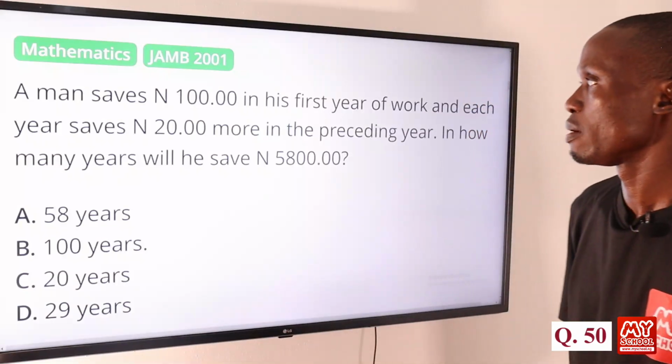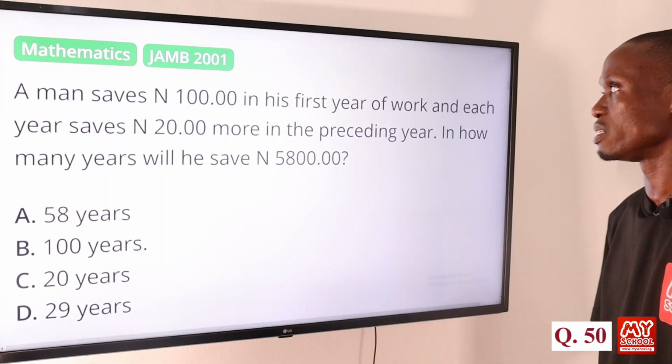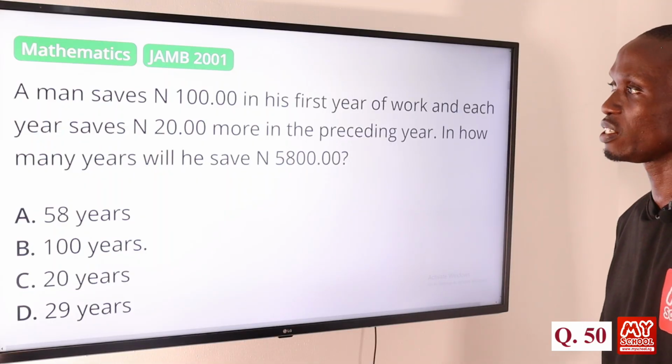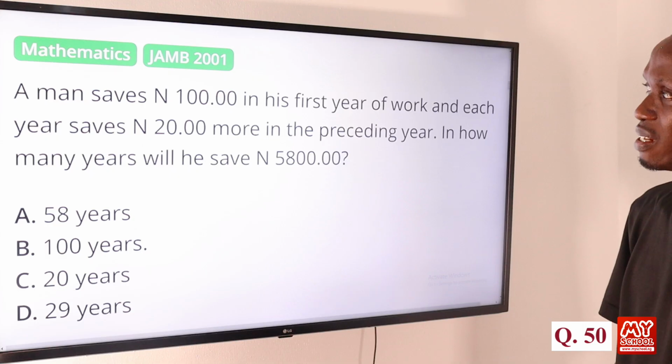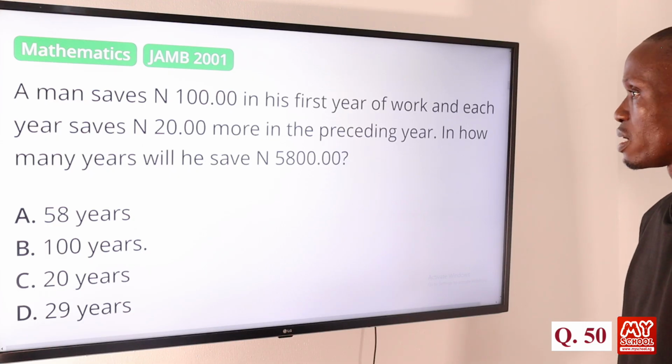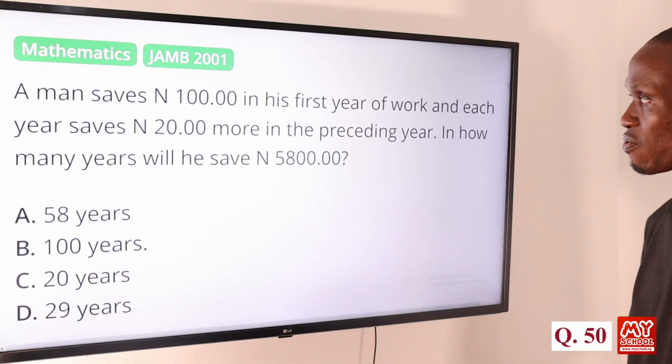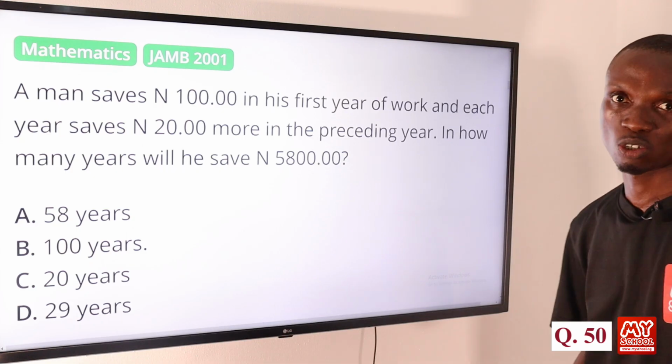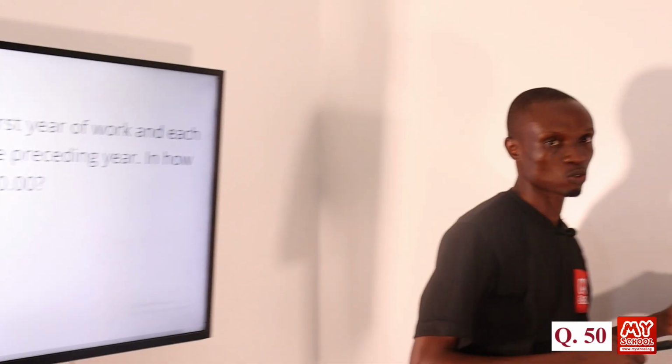Question 50. A man saves 100 naira in his first year of work, and each year saves 20 naira more than in the preceding year. In how many years will he save 5,800? So let's move to the board to provide an answer to this question.